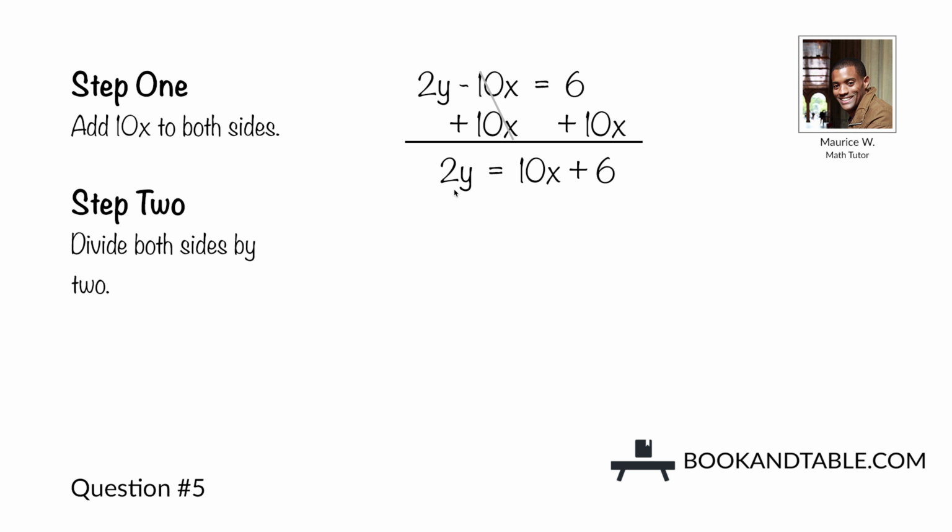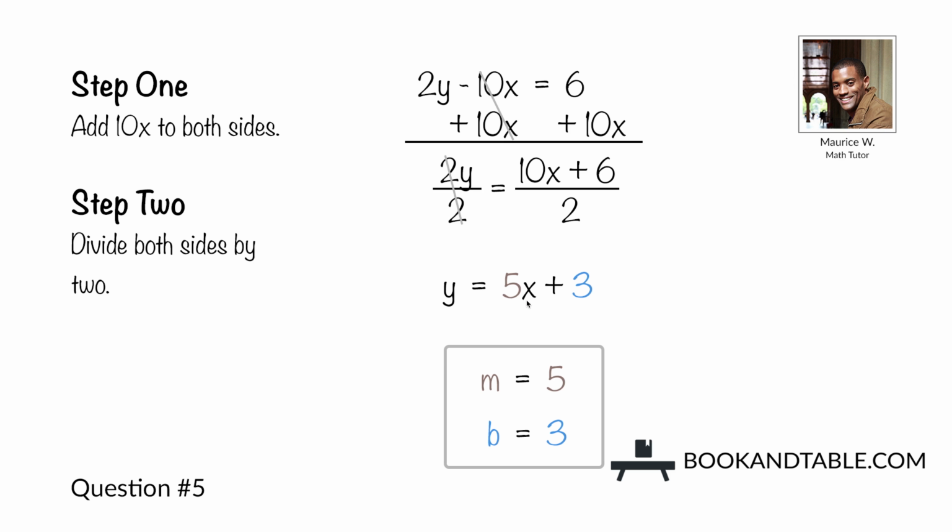Now step 2, to get rid of this coefficient of 2, you want to divide both sides by 2. This isolates y on the left side of the equation. On the right side, we have 10x divided by 2, which will give you positive 5x. Positive 6 divided by 2 will give you positive 3. So now that we have the equation in slope-intercept form, we see that the slope, the coefficient of x, is positive 5, and the y-intercept is positive 3.